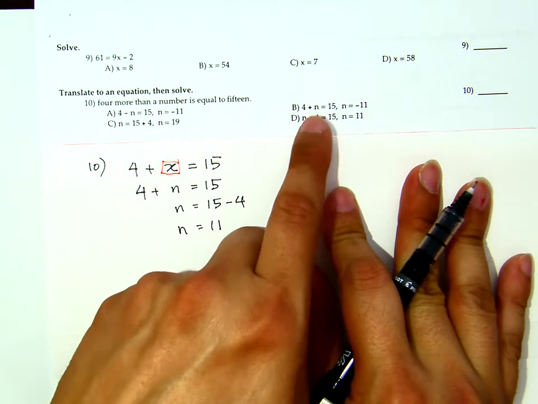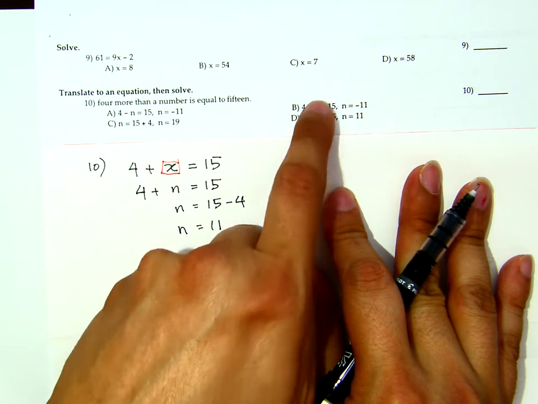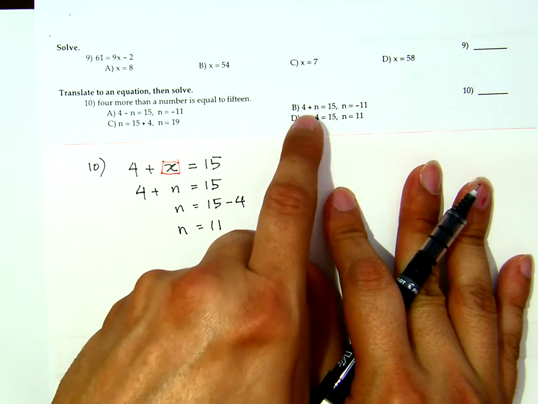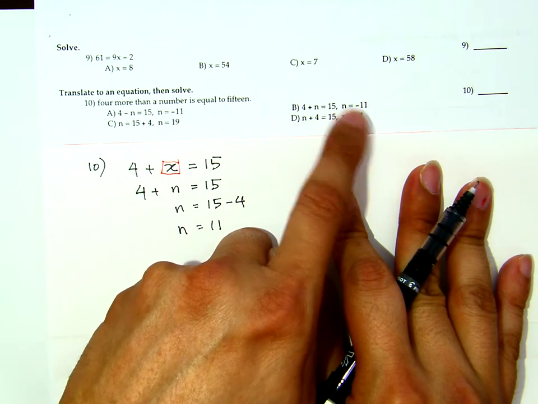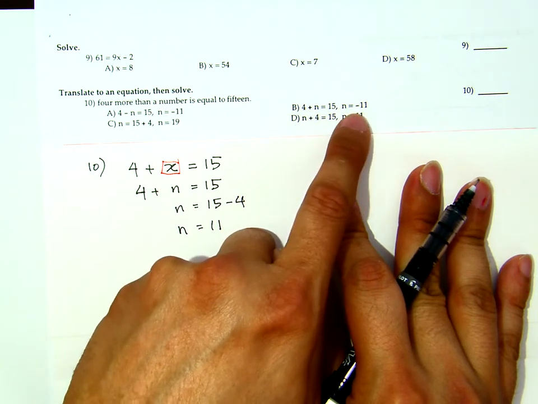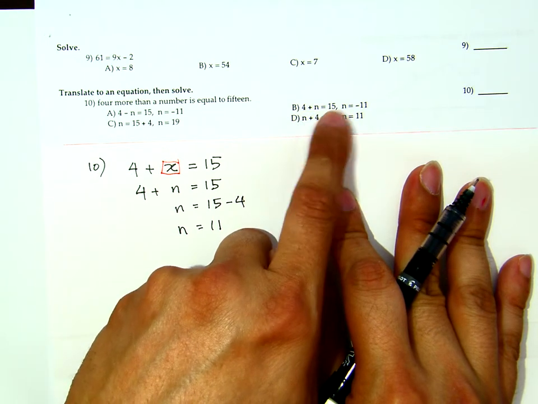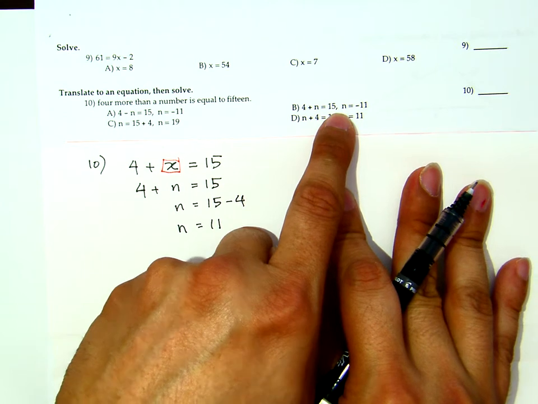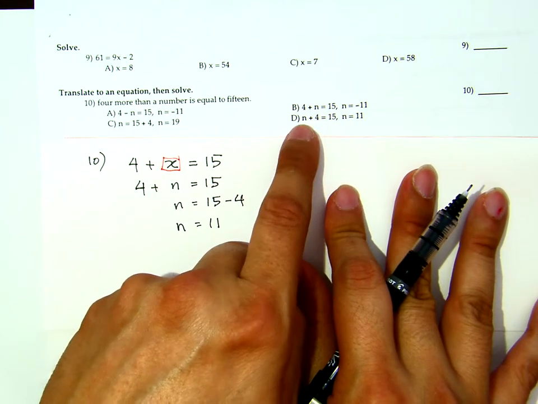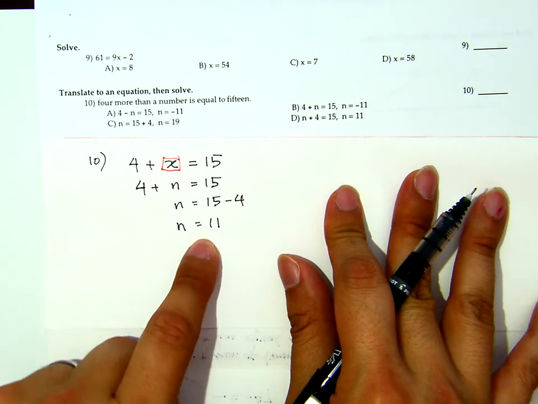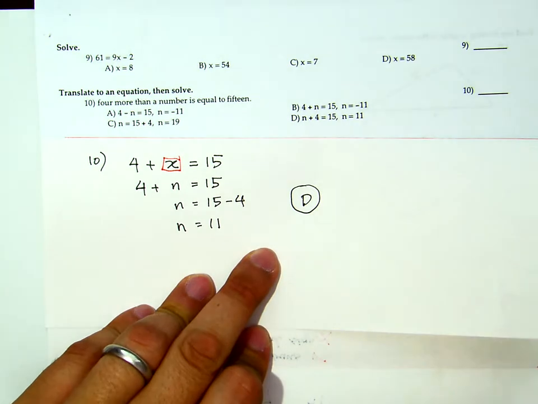So from here you see both of these equations are the same, right? Only the order of addition is different, but when you come to the solution, you see that in part B, the solution is not correct. Is it right? 4 plus negative 11, definitely not 15. Now in part D, 11 plus 4 gives you 15, so it is this one instead. So this will be part D here.